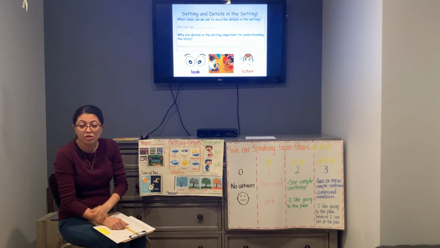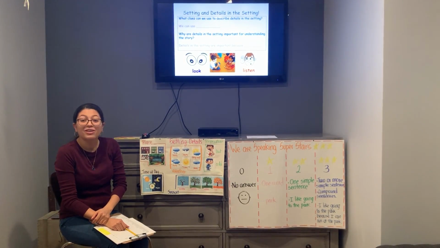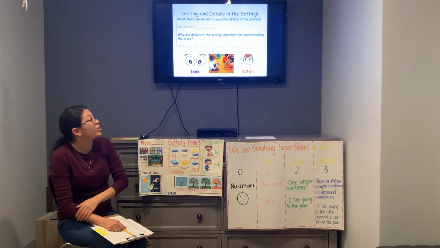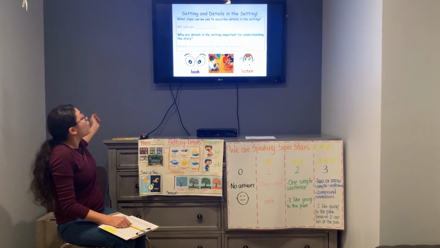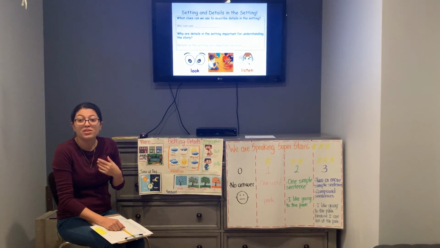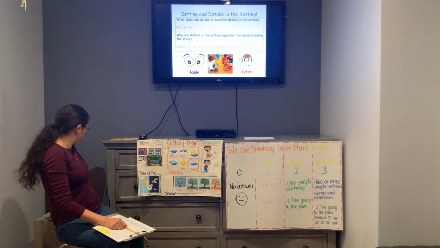Now, what clues do you use to describe the setting, the details in the setting? You use the illustrations, and what clues did you use? You use the words. Excellent. Now, why are details in the setting important again? Because they help us understand the story better. They help us understand why the characters are doing those things.